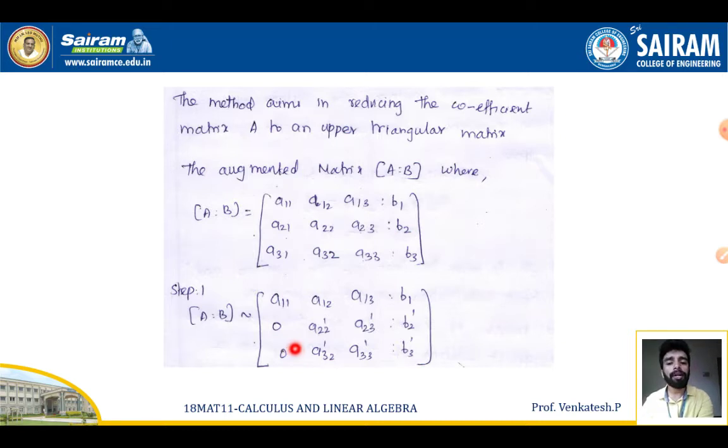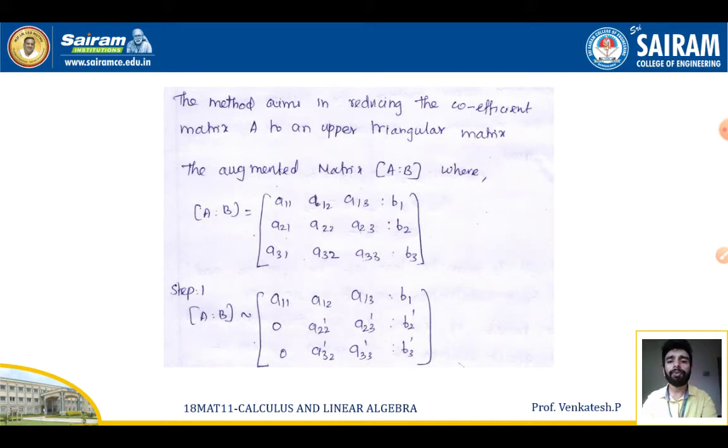After applying the elementary row transformations to make the first entries of R2 and R3 0, I got the matrix like a11, a12, a13, b1, 0, a22 dash, a23 dash, b2 dash, 0, a32 dash, a33 dash, b3 dash. These are all new entries after performing the elementary row transformation. Now the next thing is I want to convert this a32 dash also to 0 so that I can get the upper triangular matrix.